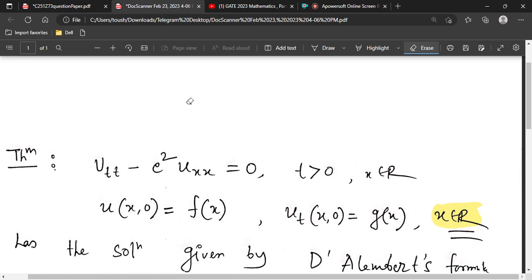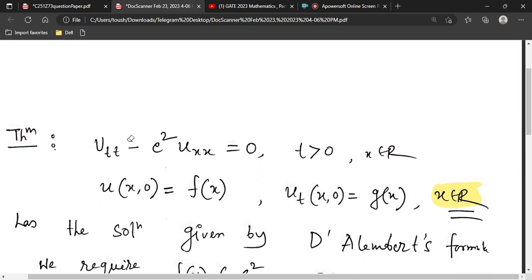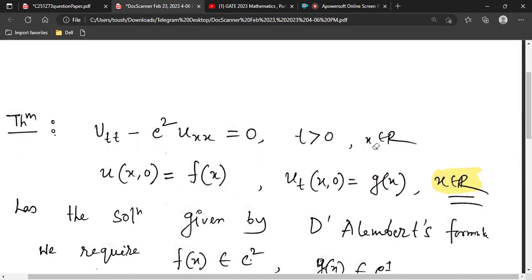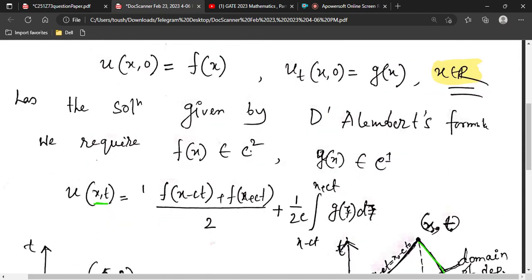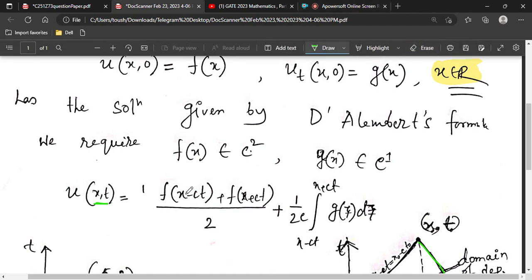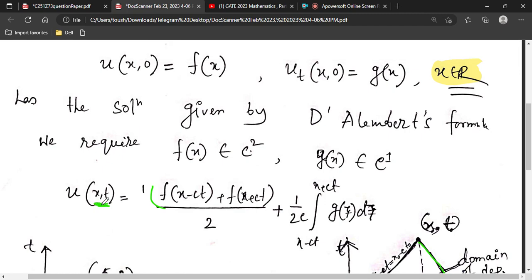At a point, if this is your wave equation and the length is infinite, you know the solution of the D'Alembert formula is given by this equation, right? That u(x,t) is equal to [f(x minus ct) plus f(x plus ct)] by 2, plus this integration from x minus ct to x plus ct. So at any point (x,t), your solution depends on the points x minus ct, x plus ct, and this interval from x minus ct to x plus ct, right?